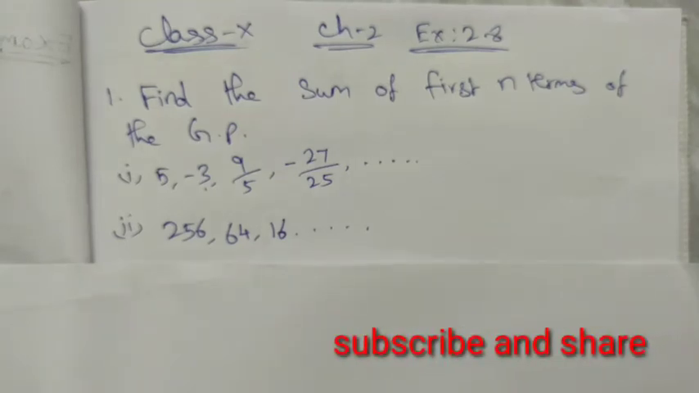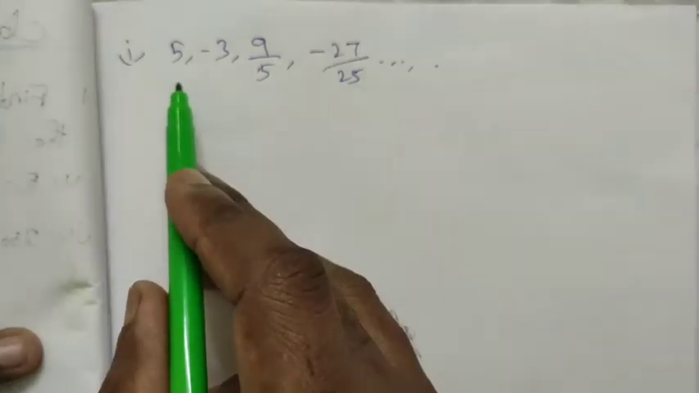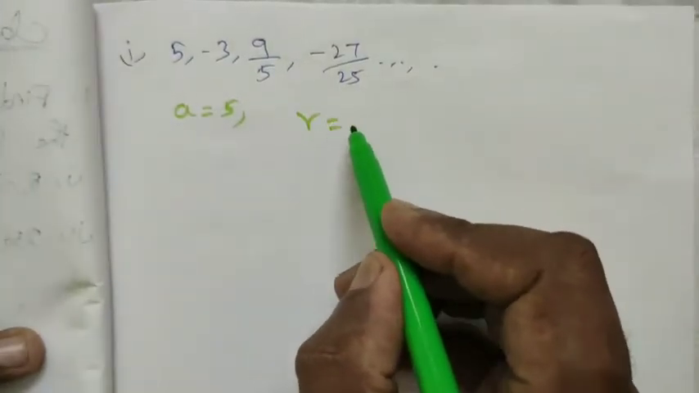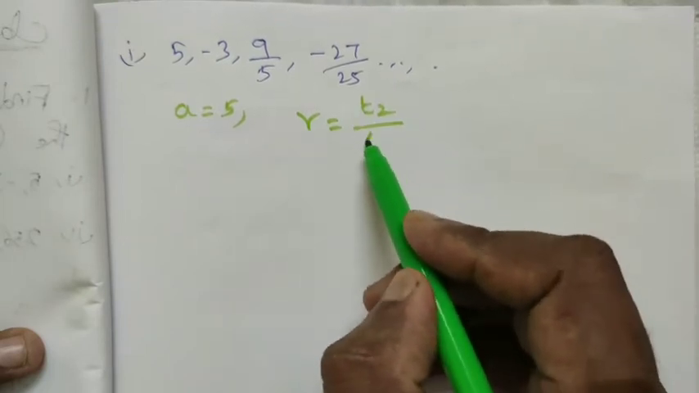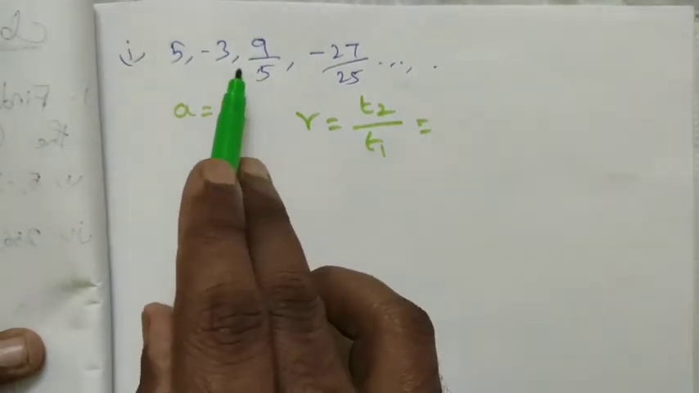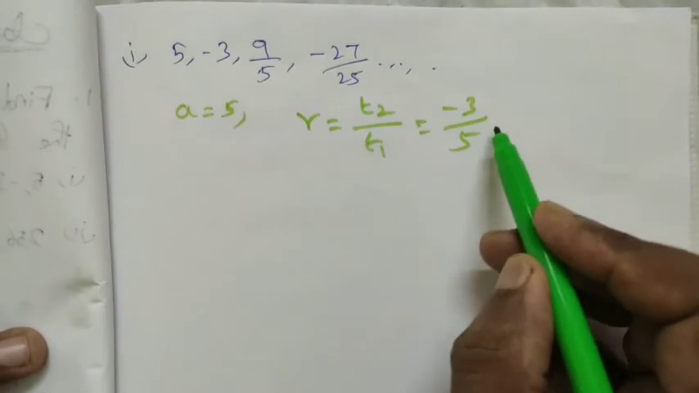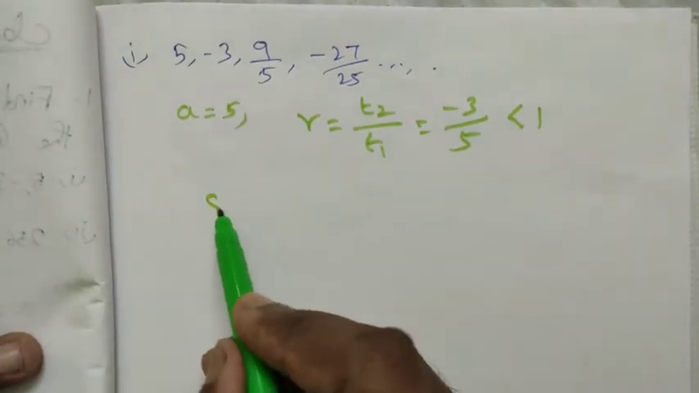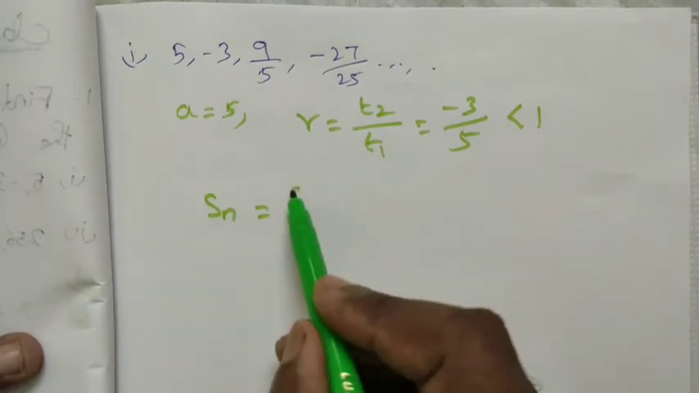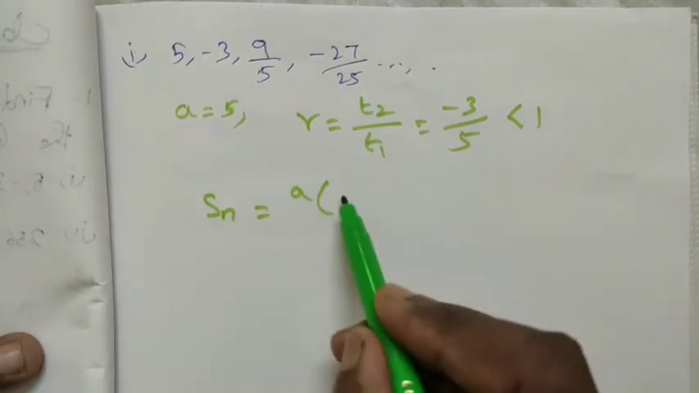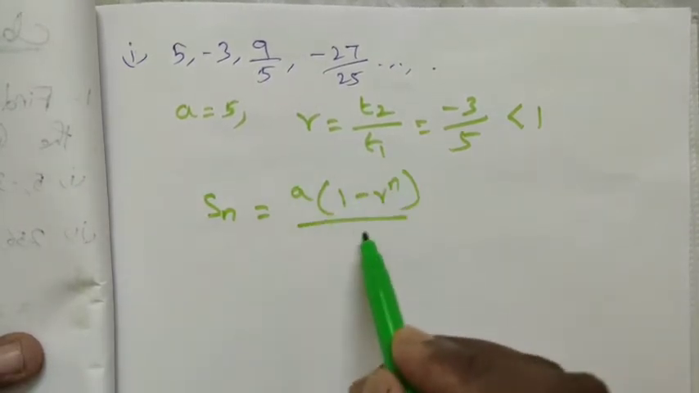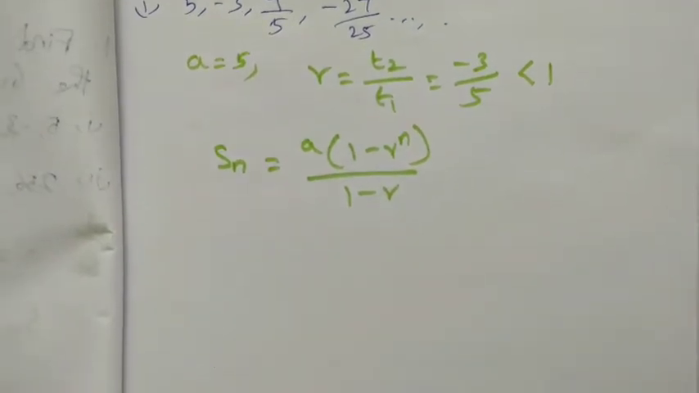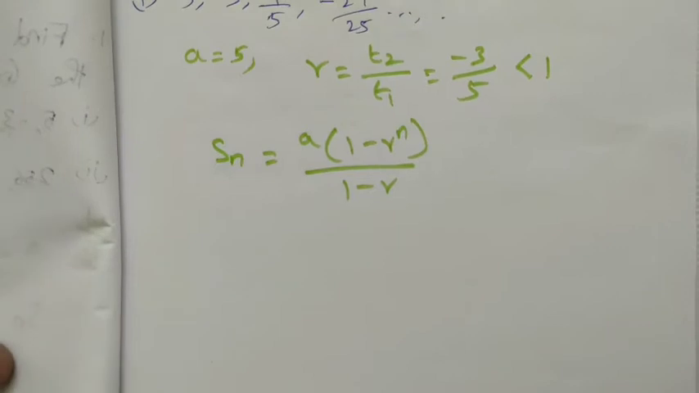Let's see the first Roman number. Here A is equal to 5. We want to find the common ratio R, which is T2 divided by T1. T2 is minus 3, so R is minus 3 by 5. The value is less than 1. So we want to find Sn, the sum of that GP. Since it is less than 1, we use the formula A into 1 minus R power n divided by 1 minus R, because we have to avoid negative values.